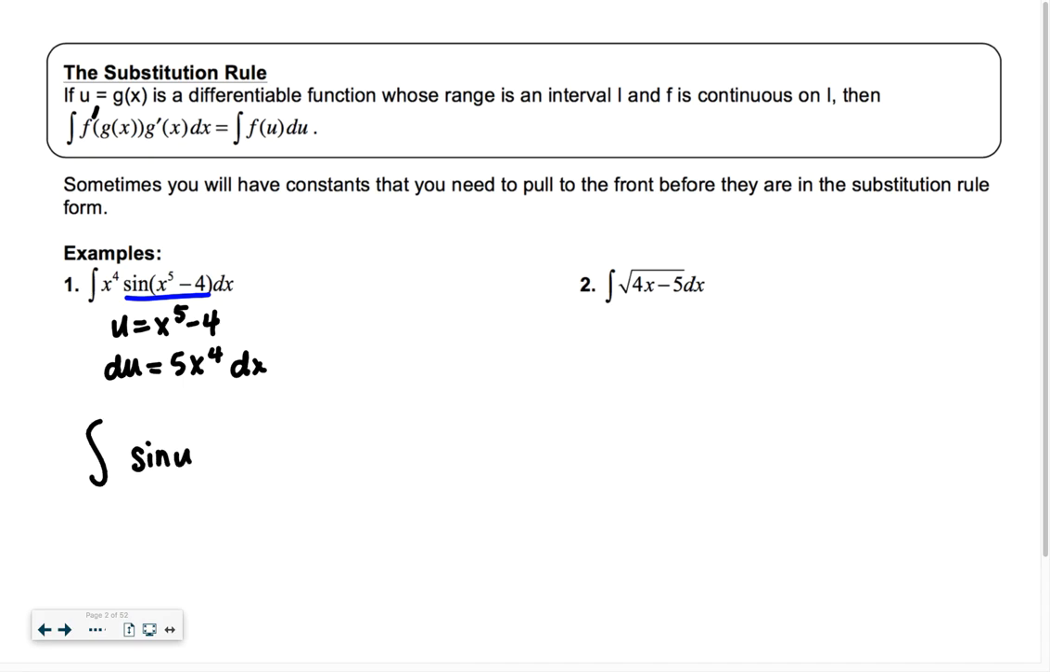And then the x to the 4th dx, well, that's kind of there. So x to the 4th dx is 1/5 du equals x to the 4th dx. Do you guys see how I got it? Here was my x to the 4th dx. I divided the 5 over. I like for it to look like the part that I'm trying to replace.